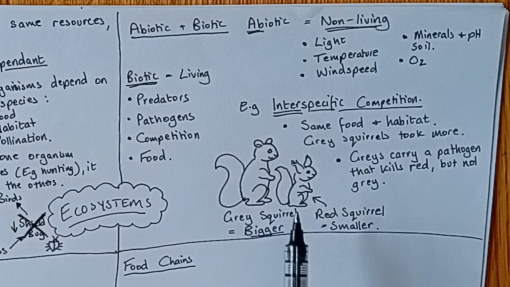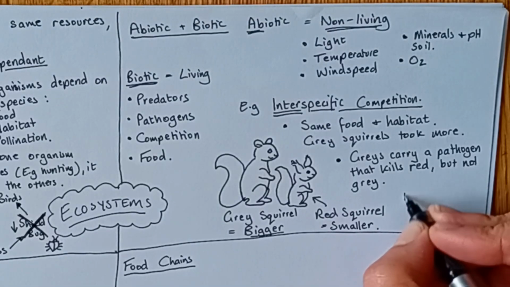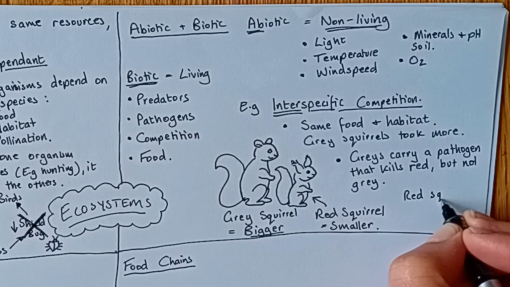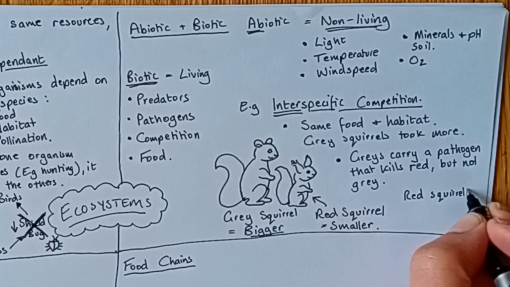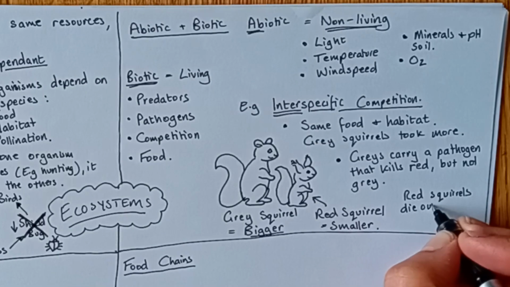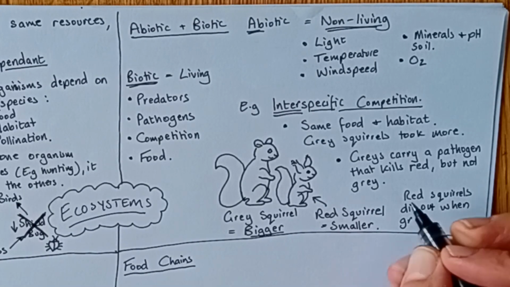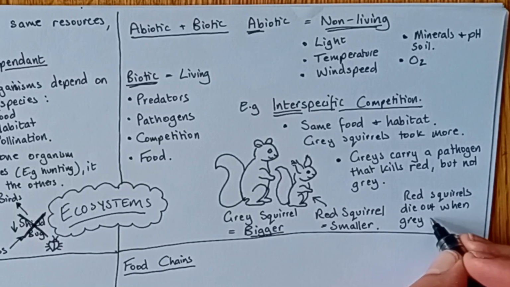And in fact, the small areas where there are still red squirrels, generally they disappear as soon as the grey squirrels arrive. So if the grey squirrels arrive, they generally outcompete the red squirrels, and all the red squirrels are dead, and it takes about 15 years. So the red squirrels die out. There's none left when the grey squirrels arrive due to interspecific competition.